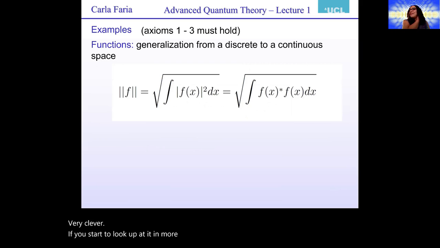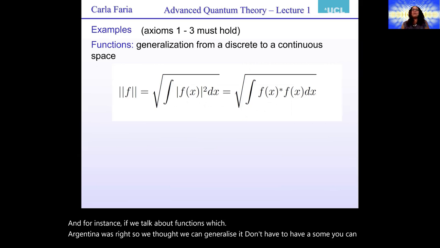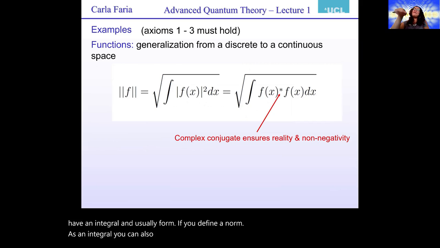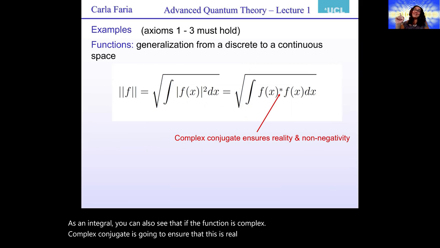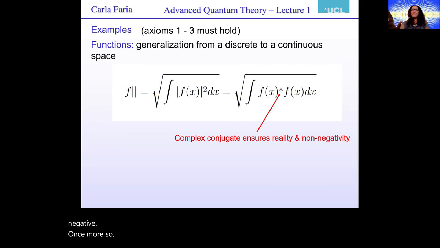And you can also generalize this. For instance, if we talk about functions which are continuous, we can generalize it. You don't have to have a sum, you can have an integral. And if you define a norm as an integral, you can also see that if the function is complex, a complex conjugate is going to ensure that this is real. Axioms must hold, and this is non-negative. Once more. So moving on.